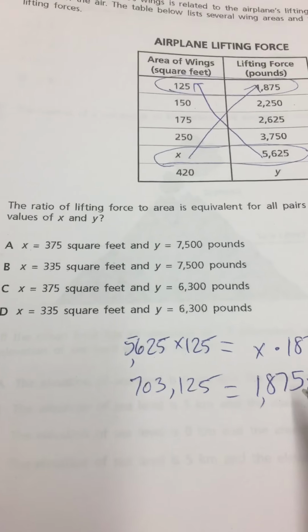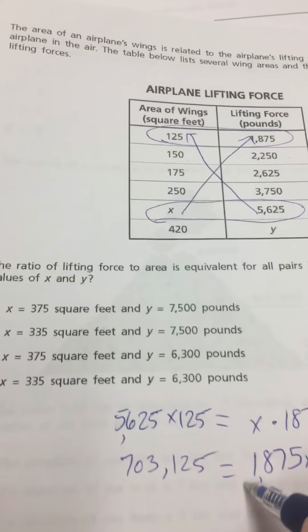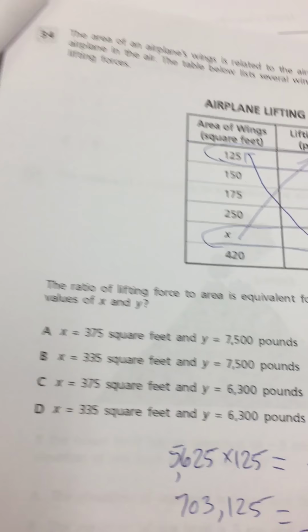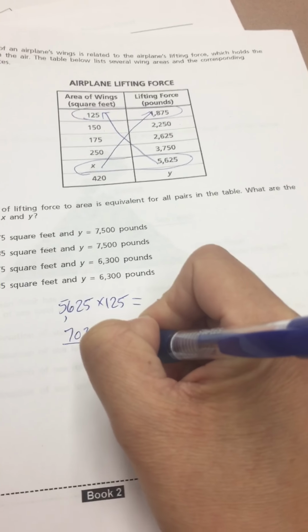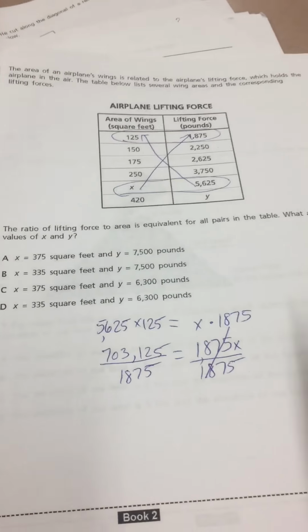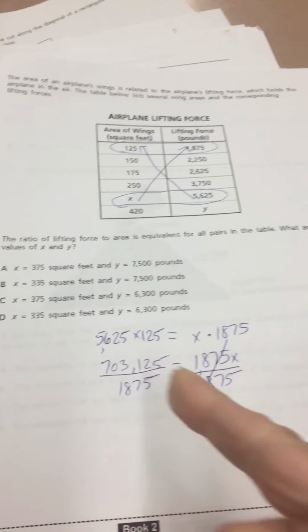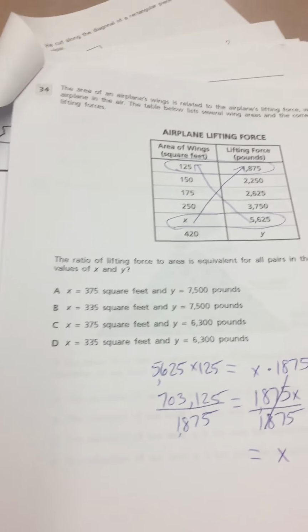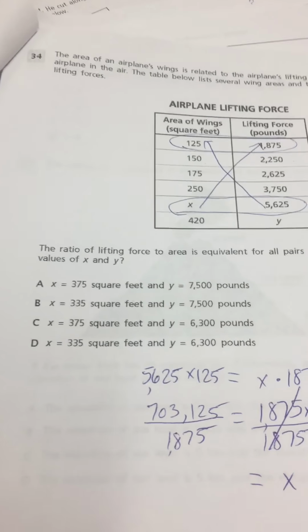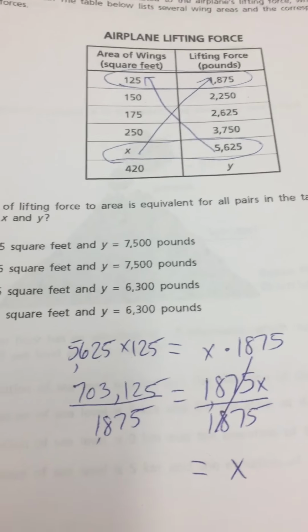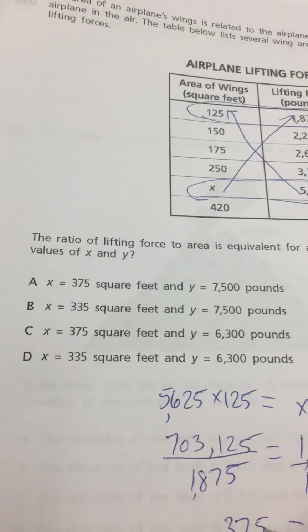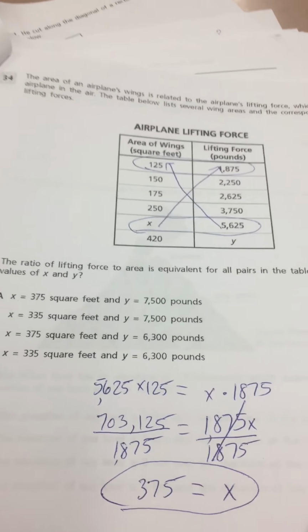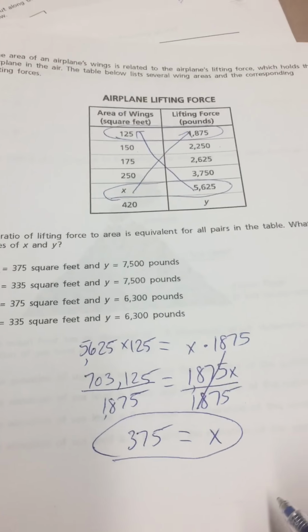The opposite of multiplying by 1,875 is dividing by 1,875 on both sides of your equation. That's what needs to be done. This cancels out, which I need so I can get x. So x equals this divided by 1,875. Once again, in the calculator, the numbers were being plugged in. I'm dividing by 1,875, and x equals 375 as a result. So my x value, after I cross multiplied, is the answer of 375.